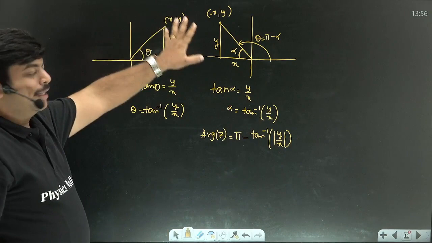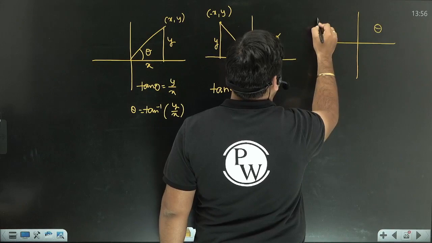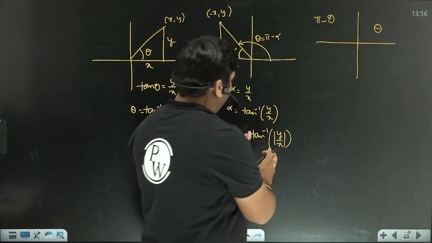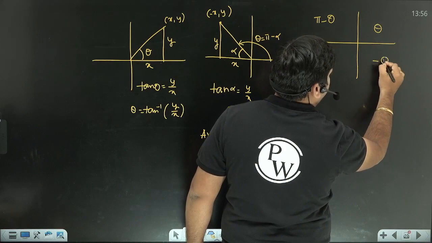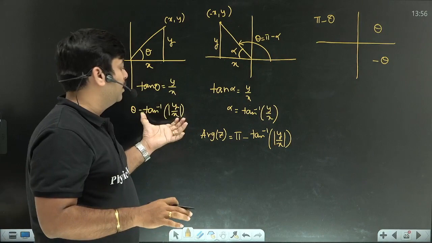Now, when you go for the third quadrant, how do we take the angle? If this is theta, you take the angle as pi minus theta. In the fourth quadrant, everything will be the same, but you will be considering the angle as minus theta. You know how to find theta. Theta directly comes with tan inverse of mod y by x. We keep mod always to make sure that whatever we get inside tan inverse is positive. So that is angle theta.